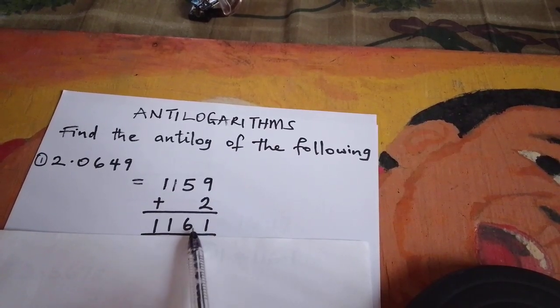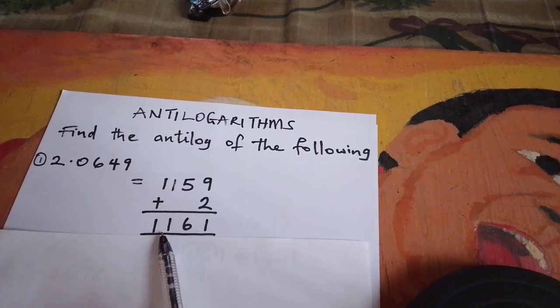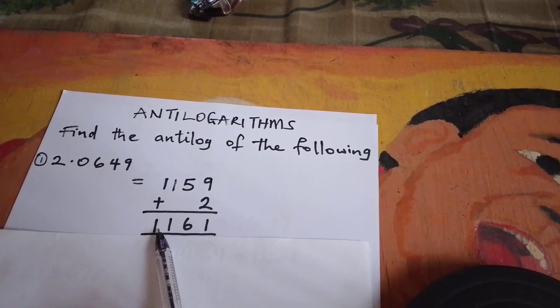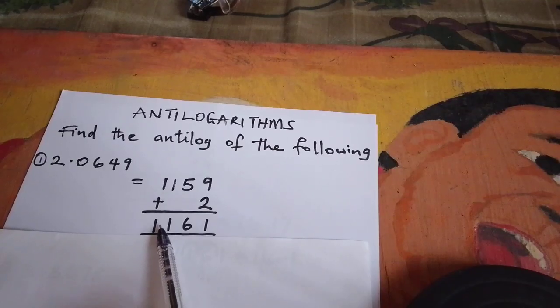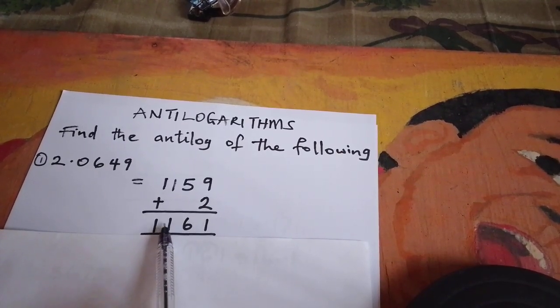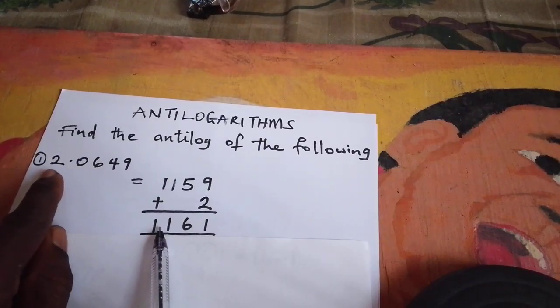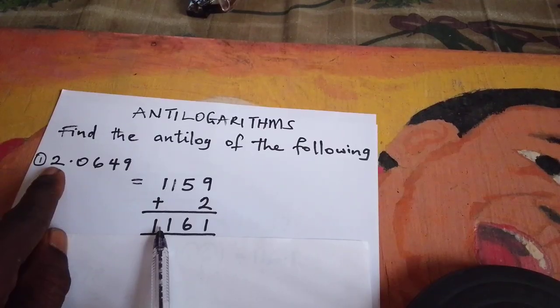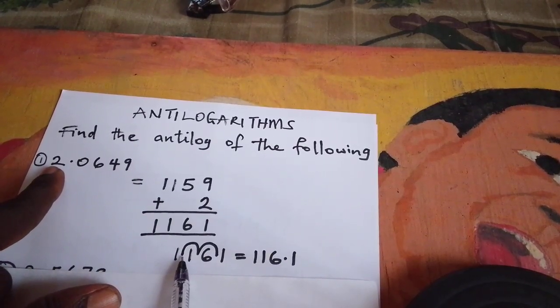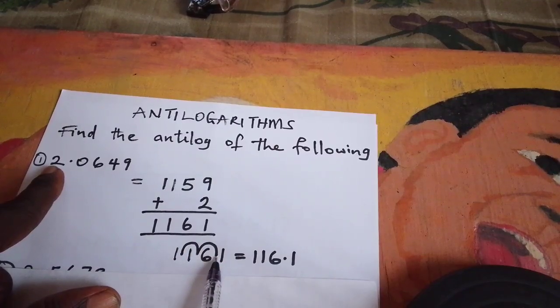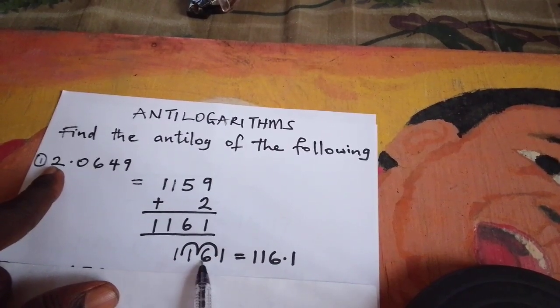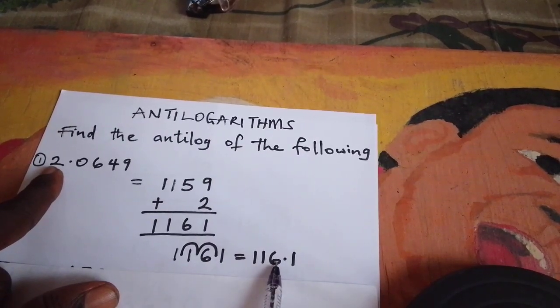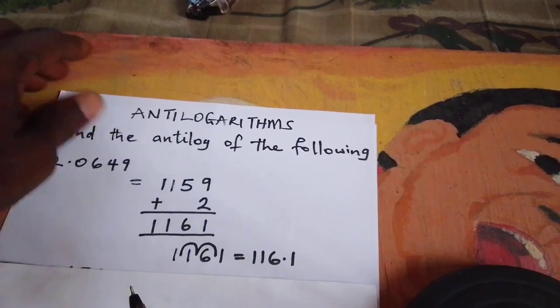Now since you have 1161, after looking for the antilog, it is taken that the decimal point is after the first number, so it should be 1.161. Now you have to move the decimal point 2 places, because the first digit is 2. So this 2 is what you use to move the decimal point. You move it 2 times, 1, 2. So the decimal point will now be between 6 and 1. So you now have 116.1.